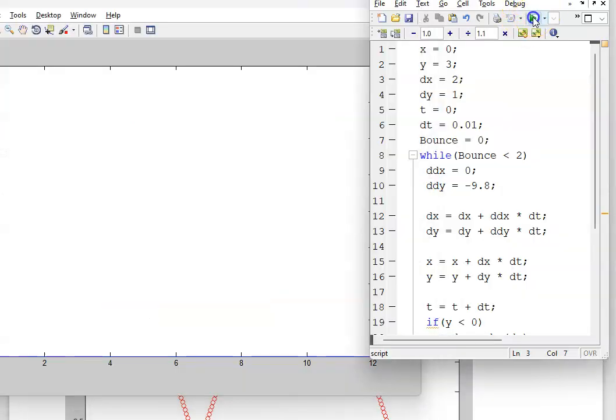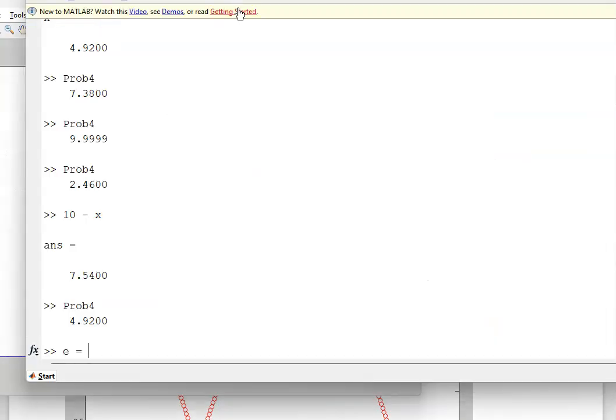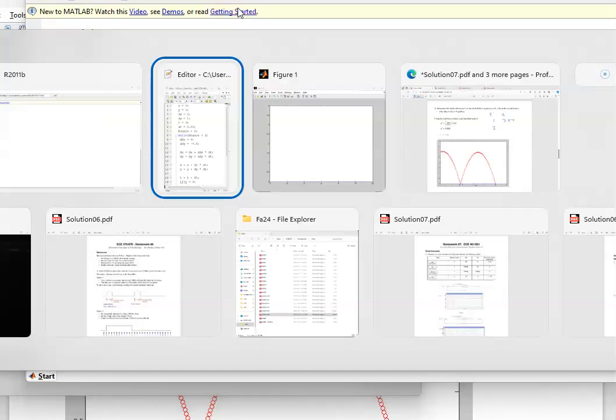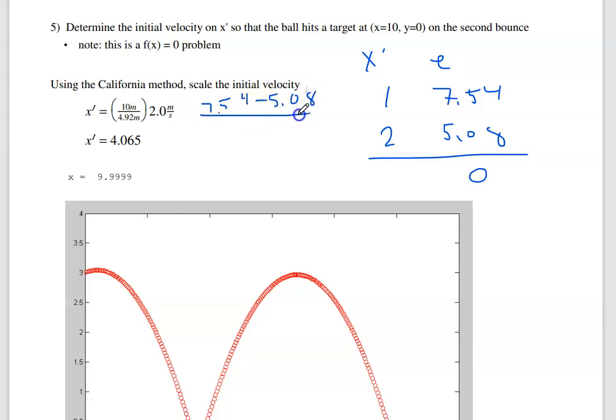Run the simulation. First bounce. Second bounce. And the error, 10 minus x, is 5.08. So what should the velocity be so that the error is 0? To calculate that, I've got the slope. The slope is 7.54 minus 5.08, change in y, over change in x, 2 minus 1. That's the sensitivity.